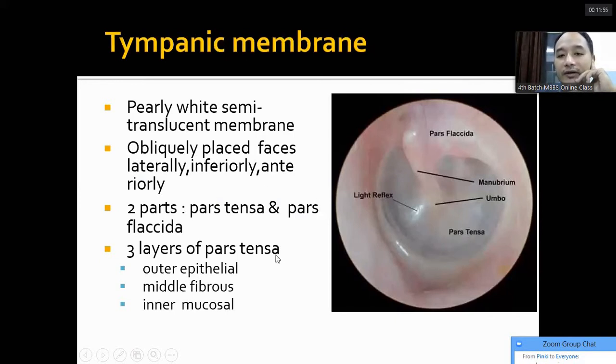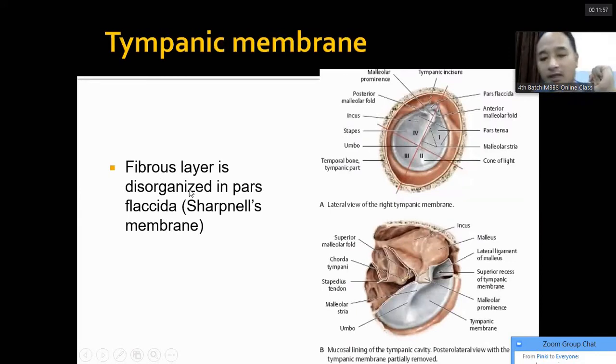Now, regarding the fibrous layer, the difference between pars flaccida and pars tensa is that in pars tensa, the middle fibrous layer is well organized. There are well organized fibers, concentric fibers, radial fibers, parabolic fibers, giving it tensile strength. But this is deficient in pars flaccida. In some books, they say there is no fibrous layer in pars flaccida, but recent books say there are fibers, but they are disorganized. That's why the pars flaccida is flaccid, not as tense or strong as pars tensa.